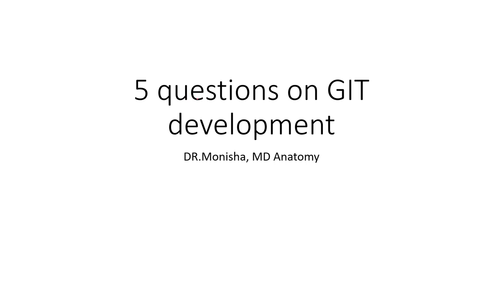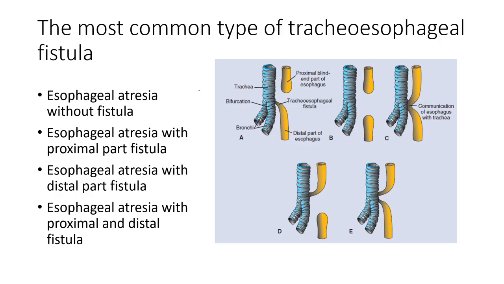Hello guys, now we'll see 5 questions on GI tract development. The first question will be the most common type of tracheoesophageal fistula. Okay, it is a foregut anomaly.